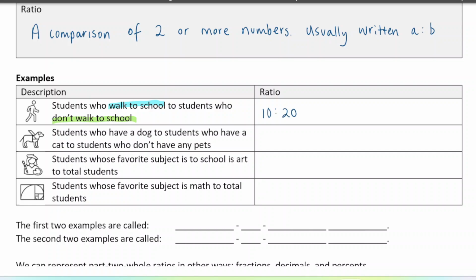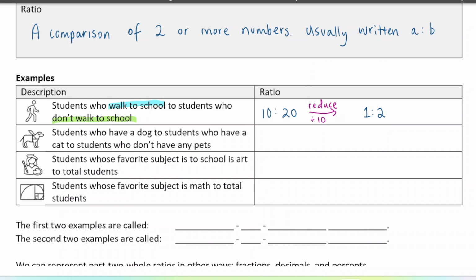Okay. Ratios can be reduced. So if both numbers can be divided by the same value, then we can reduce the ratio just like you would in a fraction. So 10 and 20 can both be divided by 10. So we can reduce this. Now it's important to know that you can only reduce by dividing. You cannot reduce by subtracting. And so 10 divided by 10 is 1, and 20 divided by 10 is 2. So for every student that walks, 2 students don't walk.